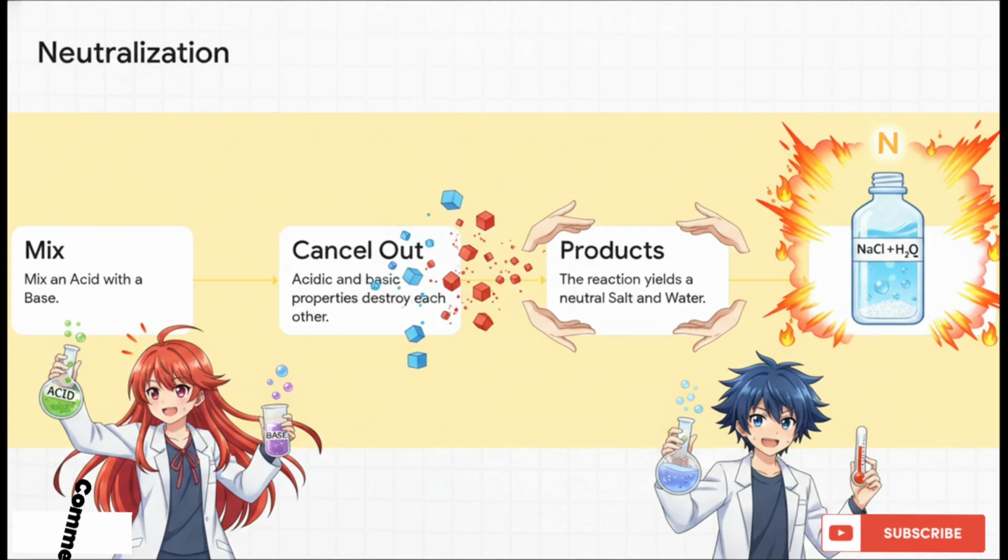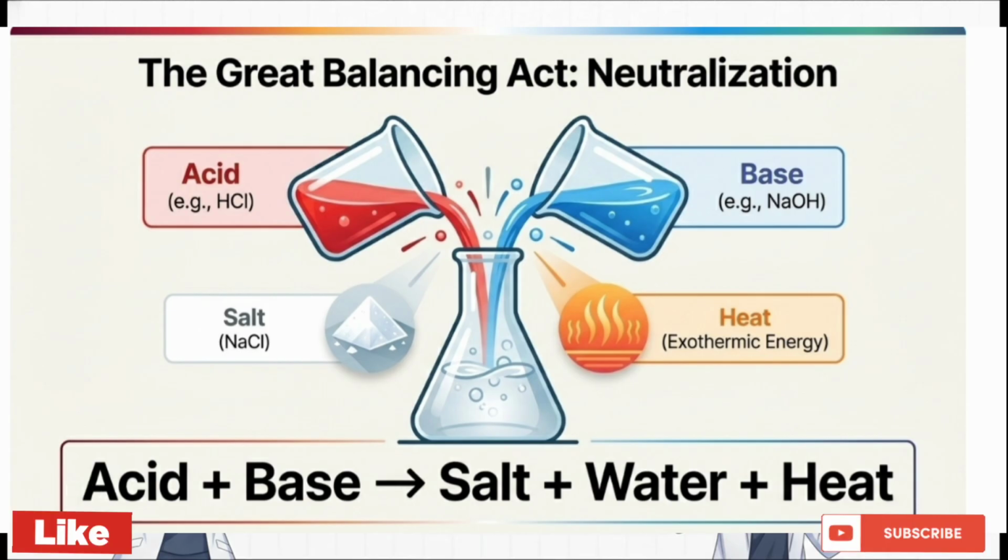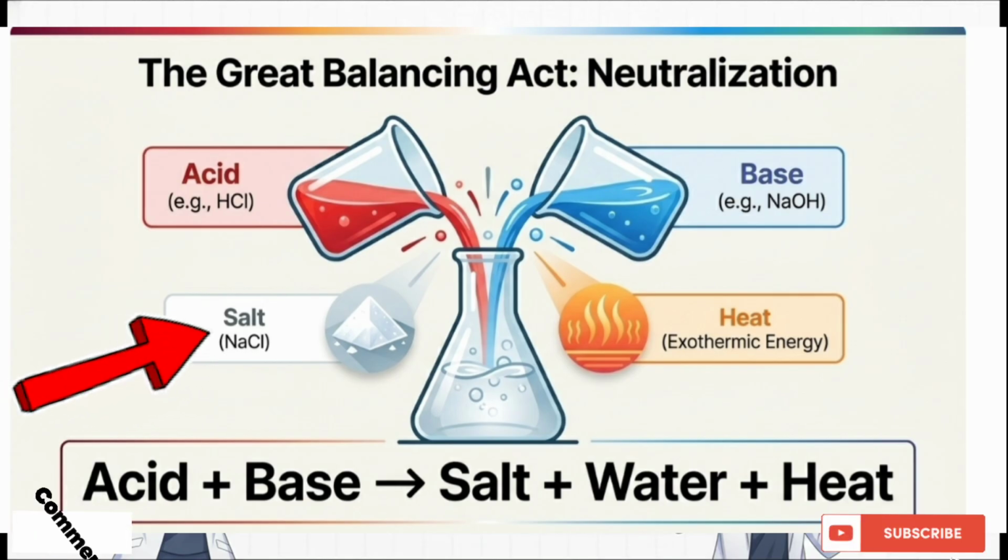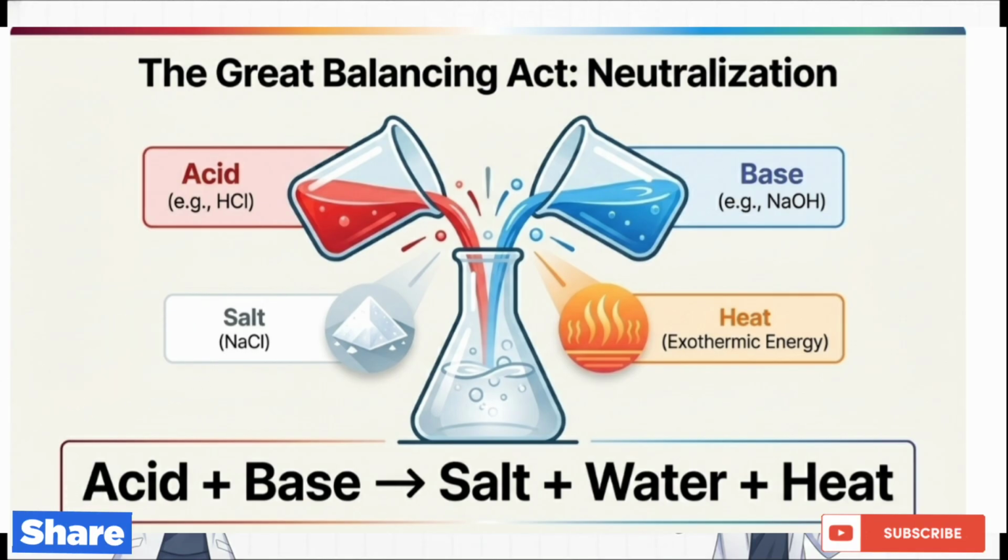Let's break it down. Step 1. You take a strong acid, like hydrochloric acid, and mix it with a strong base, like sodium hydroxide. Step 2, their acidic and basic properties basically go to war and destroy each other's effects. Step 3, the reaction creates entirely new, harmless products. Specifically, a neutral salt, which in this case is sodium chloride or just regular table salt, plus water. And step 4, keep in mind, heat is literally always released when this neutralizing reaction happens.